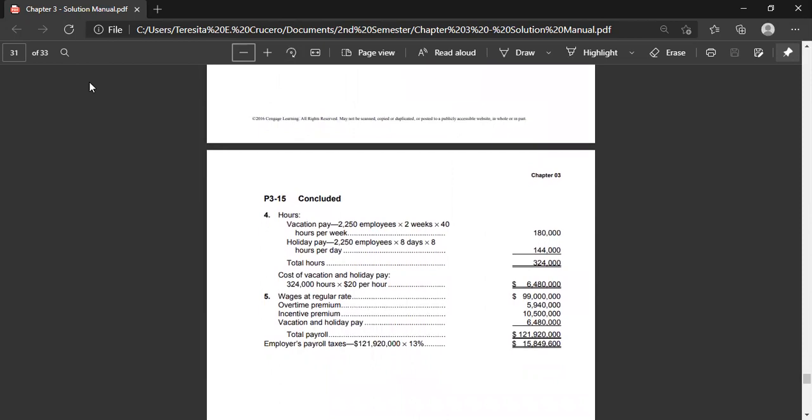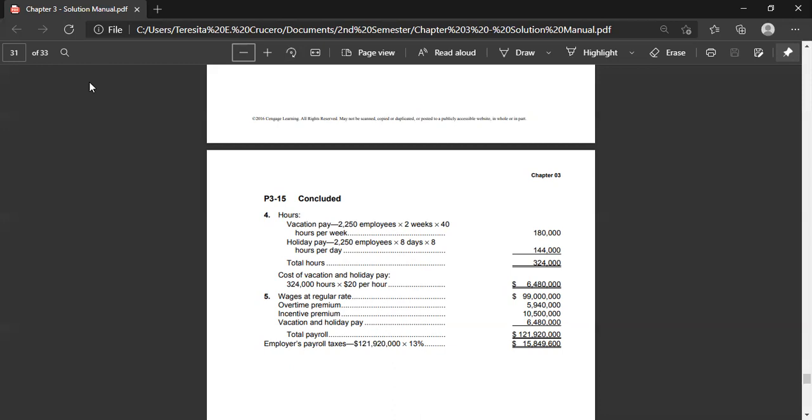And requirement number 4, vacation holiday pay. The vacation pay of 2,250 employees times 2 weeks times 40 hours per week. So 180,000 hours. The holiday pay is now for an equivalent of 144,000 hours. So total hours is 324 hours multiplied by the rate per hour of 20.